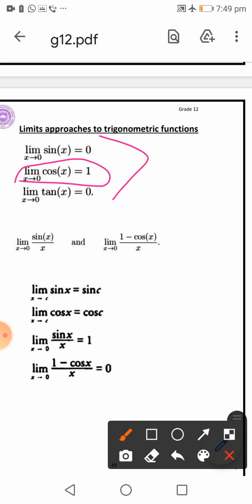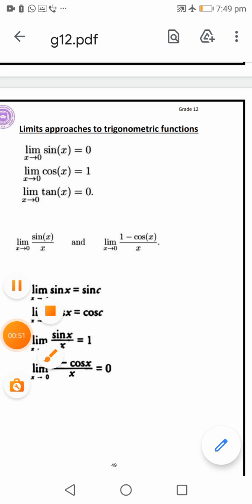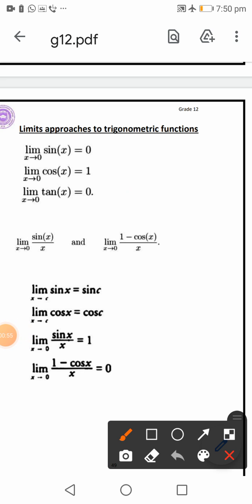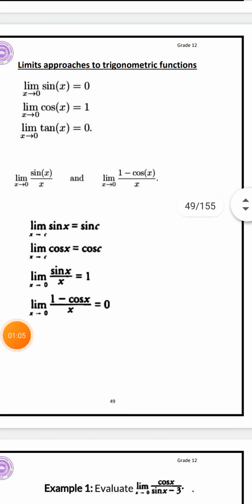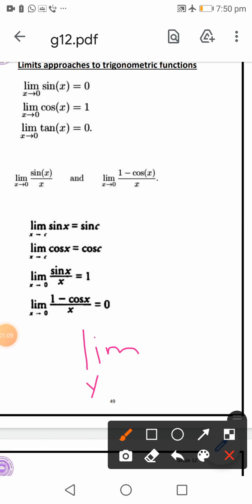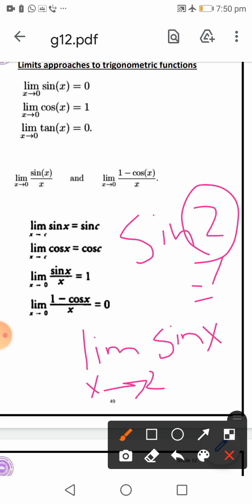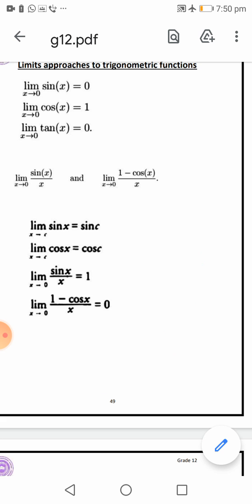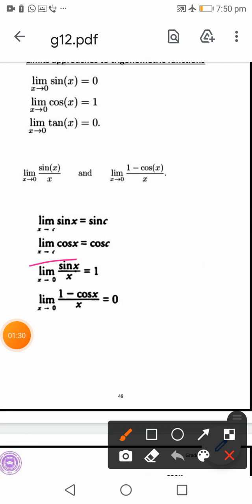Okay, what about this? If you find the limit as x approaches any constant number of sine x, the answer will be sine of this constant number. So if you have an example like the limit as x approaches 2 of sine x, the answer will be sine 2, the constant number x approaches. Let's see the same. If the limit as x approaches c of cosine x, the answer will be cosine of the constant number, or where x approaches to.